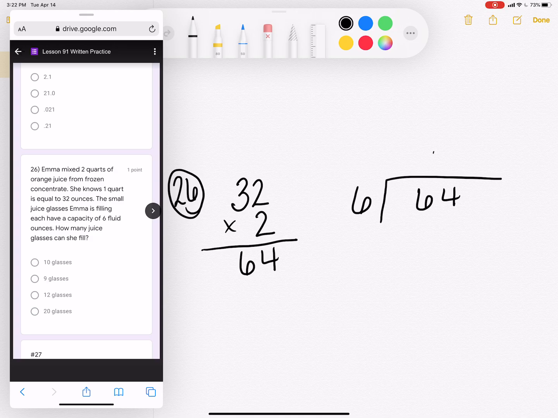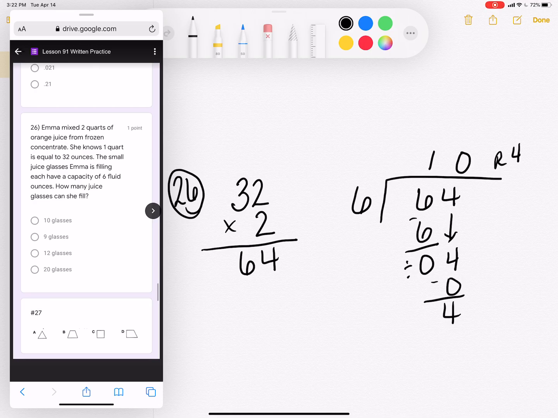So 6 goes into 6 one time. Subtract, and you have none left over. Bring down your 4. This is why it's important to keep up the division pattern. How many 6s are in 4? I say that's 0. You still have to put 0 in your answer. 0 times 6 is 0. Now I have a remainder of 4. So I can fill 10 glasses with a remainder of 4 ounces. So she can fill 10 glasses.